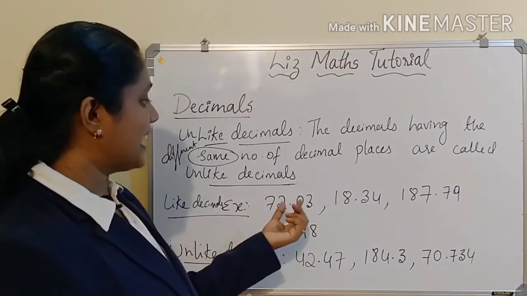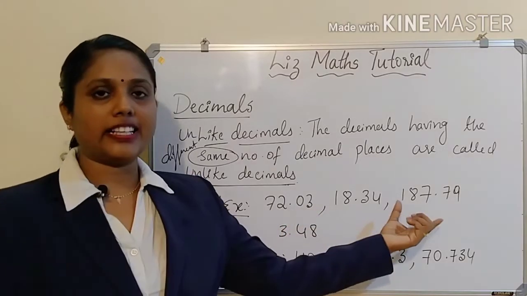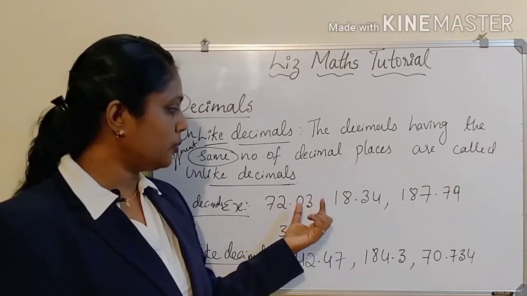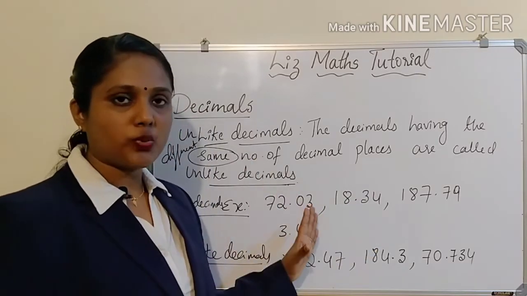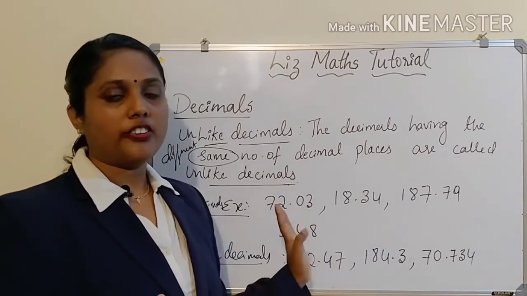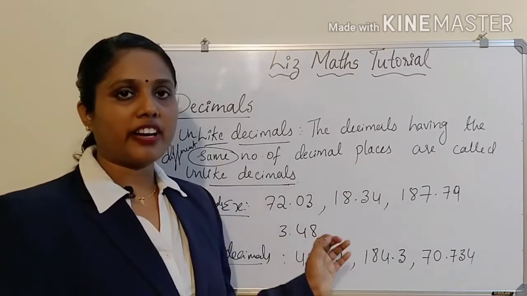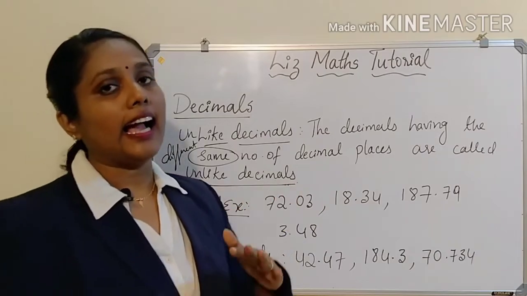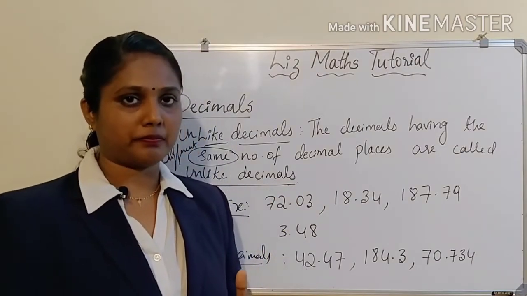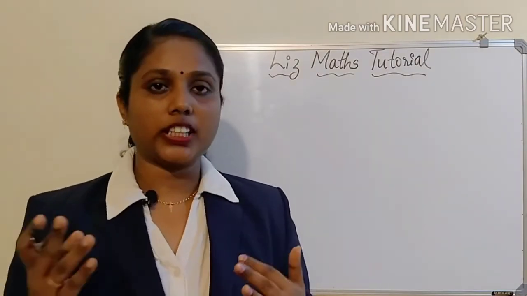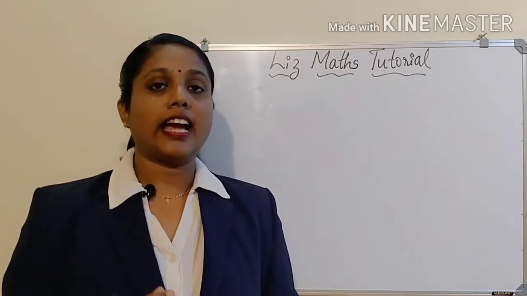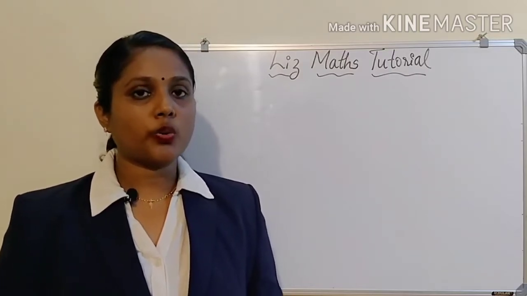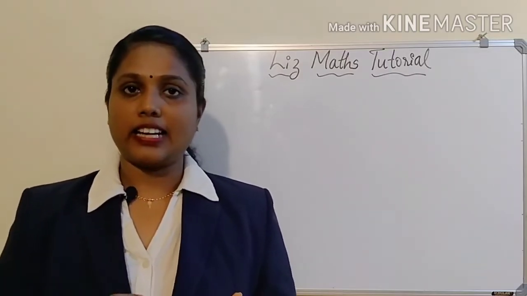So for like decimals, after the decimal point you can find the same number of decimal places, not more than that. If it is 2, everywhere 2 only. If it is 1, everywhere 1. If it is 3, everywhere you can find 3 places. Got it? So I hope you understood what like and unlike decimals are. Till now we have learned the definition of decimals, the examples, the place values, and also like and unlike decimals.